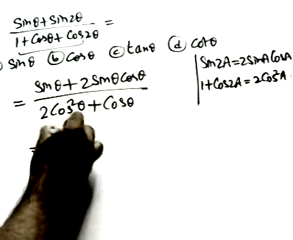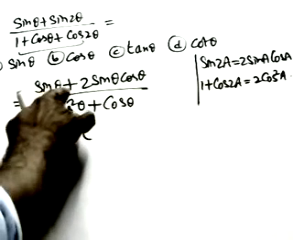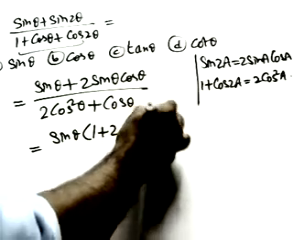Now you take common from the numerator and denominator. We can take common sin theta from the numerator. So what is left here? 1 plus 2 cos theta.